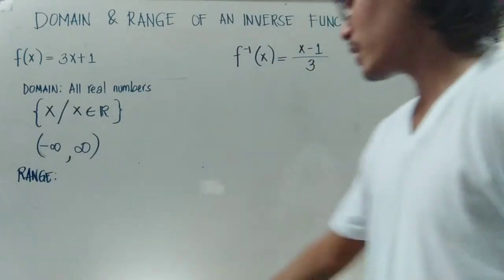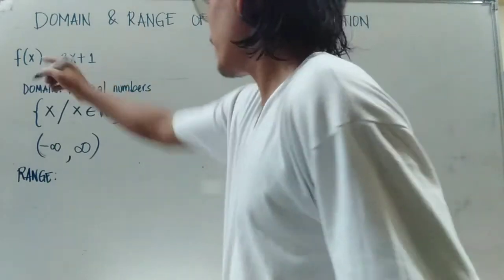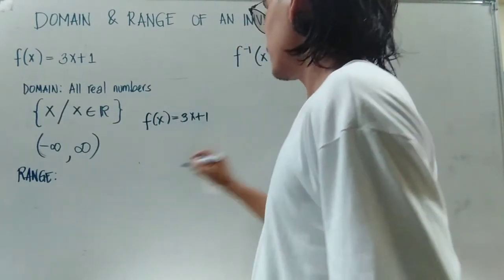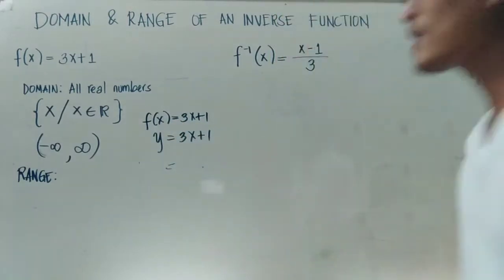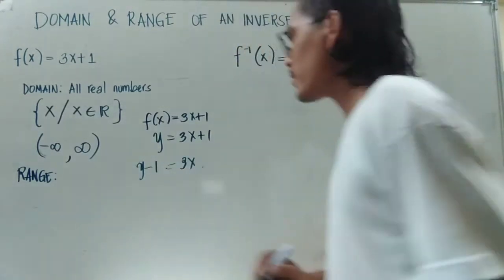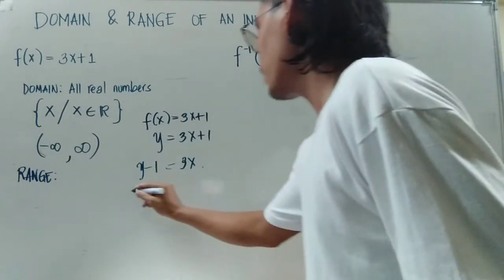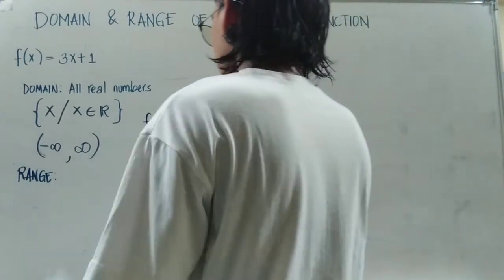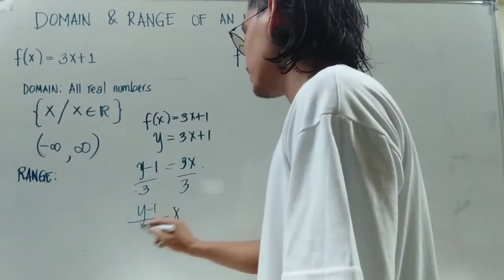Solving the range, let us first solve the function in terms of y. We have y equals 3x plus 1. Then isolate x on the other side, so we have 3x equals y minus 1, transferring the plus 1 as minus 1. Then divide both sides by 3. So we have x equals y minus 1 over 3.